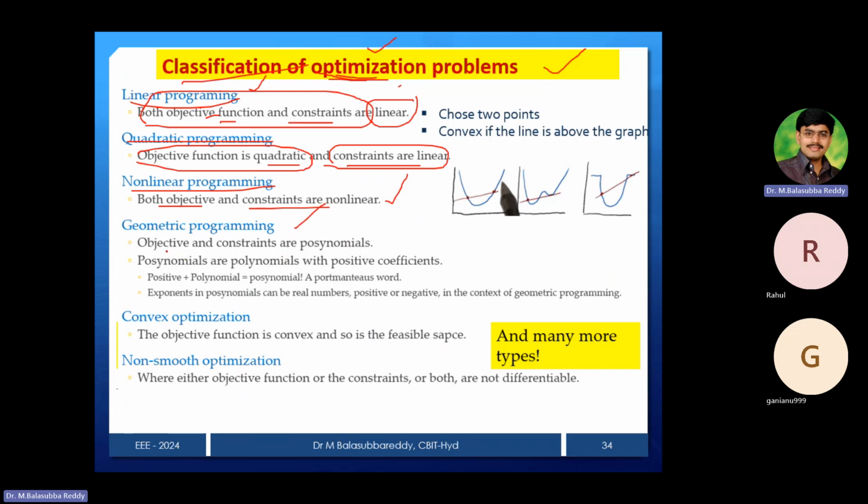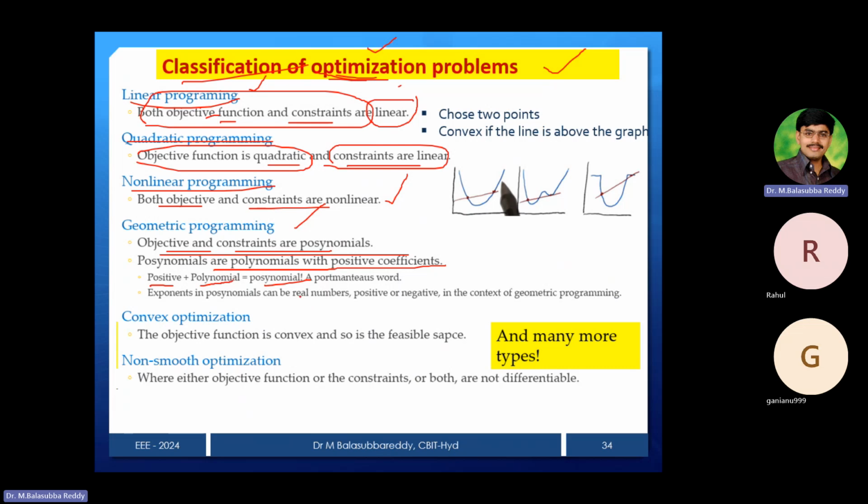What is the meaning of geometric programming? Objective and constraints are both posynomials. That means we can see that both must be in posynomial form. A posynomial is a polynomial with positive coefficients, means positive plus polynomial, then I can say it is a posynomial. So we can represent that.